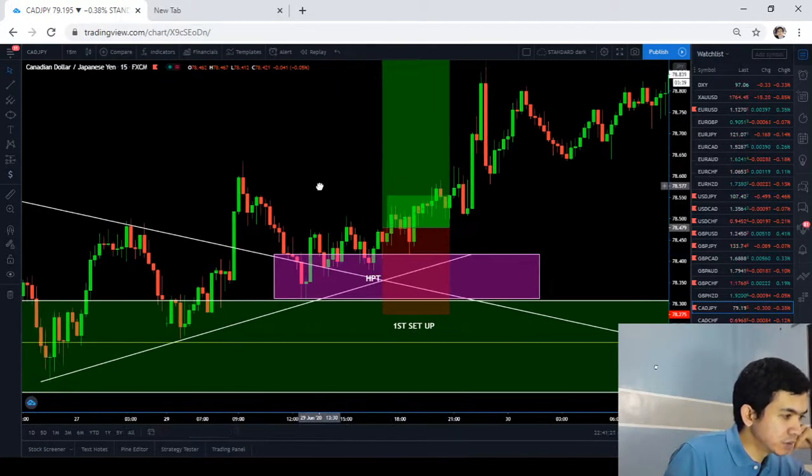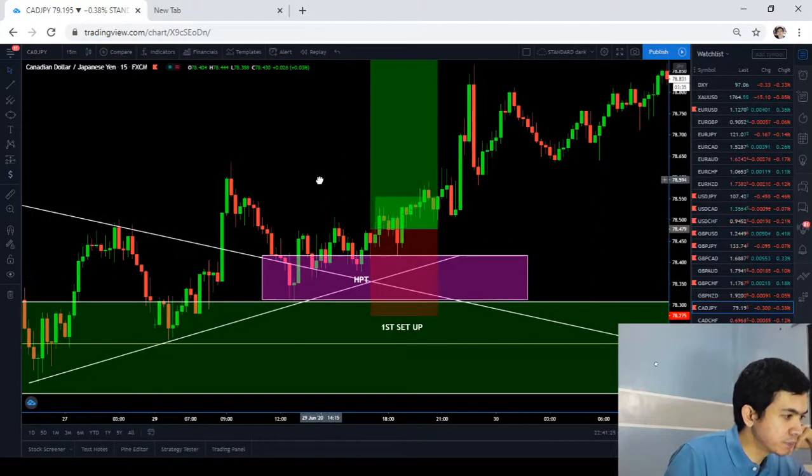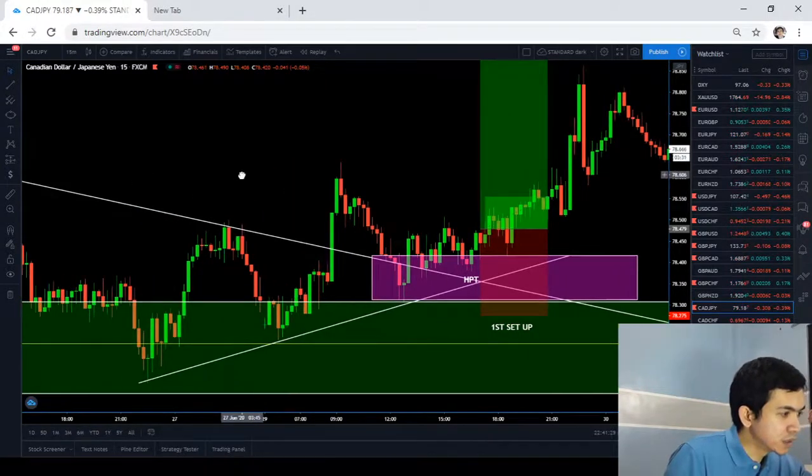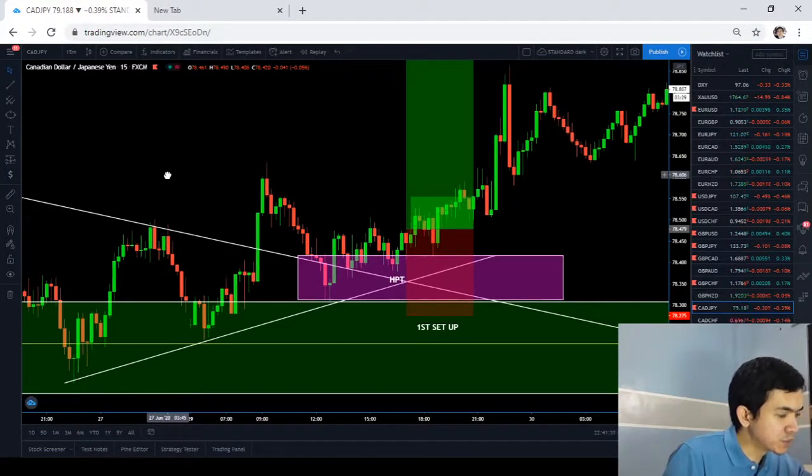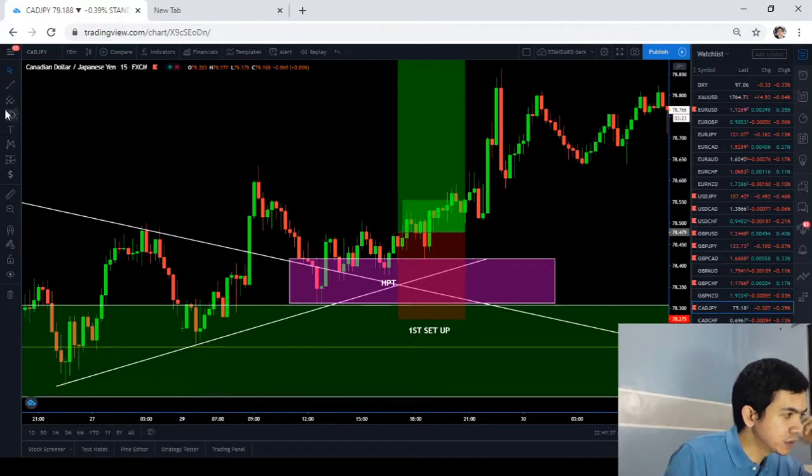Anong gagawin ko? If ito, bumaba pa ako sa 15-minute time frame. So, structure-wise, ano nakikita ko? Kailangan daw, yung price ay above support key level or zone, counter trend line, and support trend line. So, ano pang nakikita ko? Let's say, we have another break.